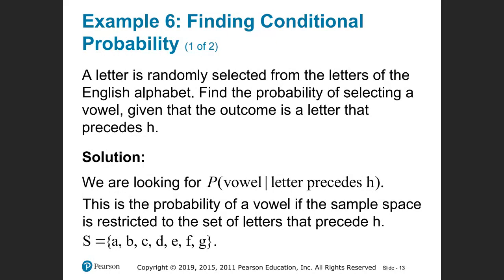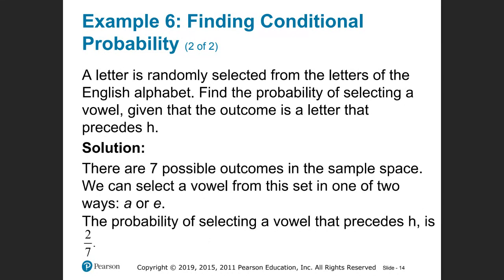A letter is randomly selected from the letters of the English alphabet. Find the probability of selecting a vowel given that the outcome is a letter that precedes H. So we're looking for the probability of a vowel, and we're given that the letter must precede H. This is the probability of a vowel if the sample space is restricted to the letters that precede H, which would be A, B, C, D, E, F. So that is S. That's our sample.